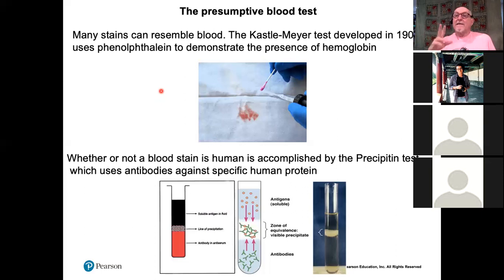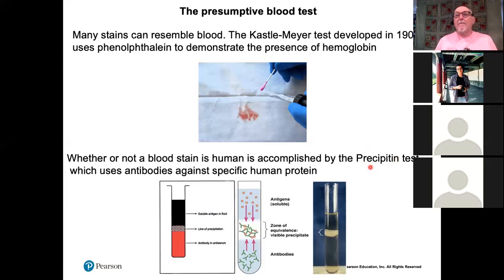But that it is blood is clear from the presence of hemoglobin, but all animal blood, all vertebrate blood, contains hemoglobin. And if blood has been deposited from an animal, for example, then it can easily be confused with human blood. It looks identical. So a test had to be developed which could definitively show that something was human blood. And this test, developed in the 1920s, 1930s, is called the precipitin test.